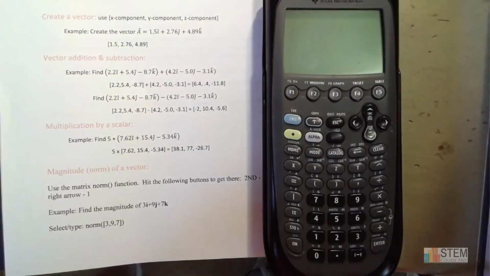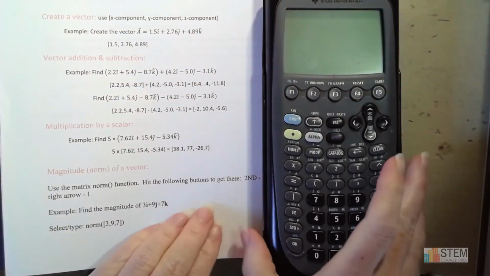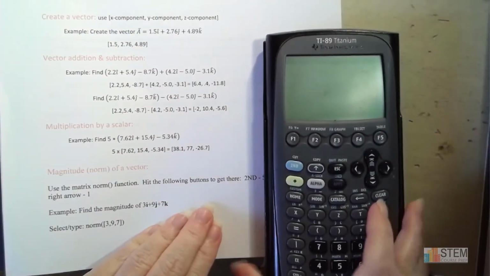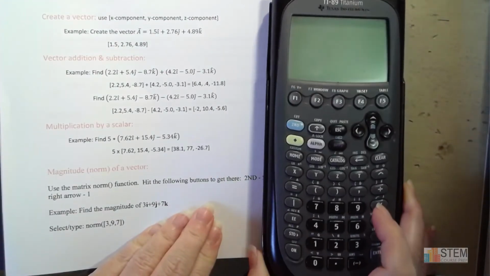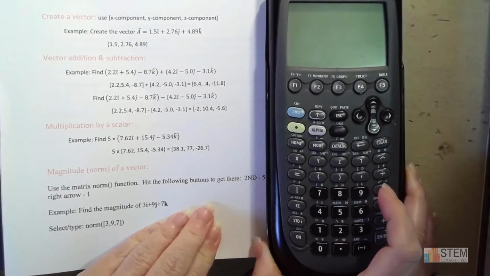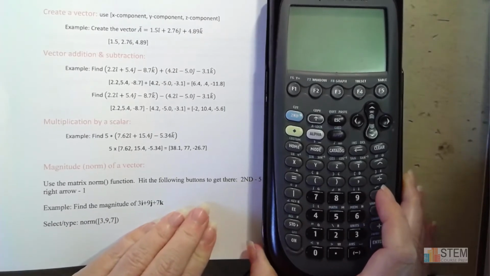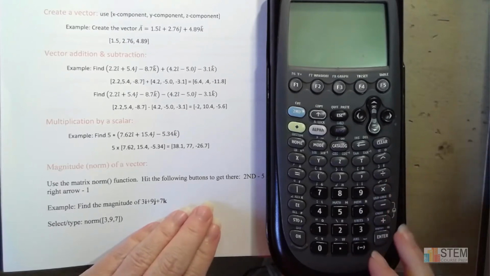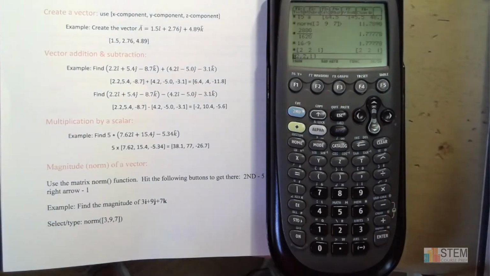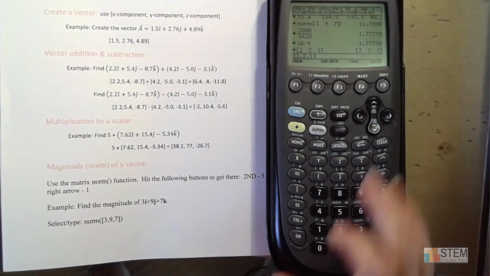Alright guys, so what we're going to do today in this video is go over how to do vector operations in the TI-89. So I have this one right here. It's the Titanium. I've had it for a long time, and it's the calculator that I use the most. So I have an Inspire, I've got an 83, I've got an 84, but this is the one that I usually use the most because it's very handy to have around.